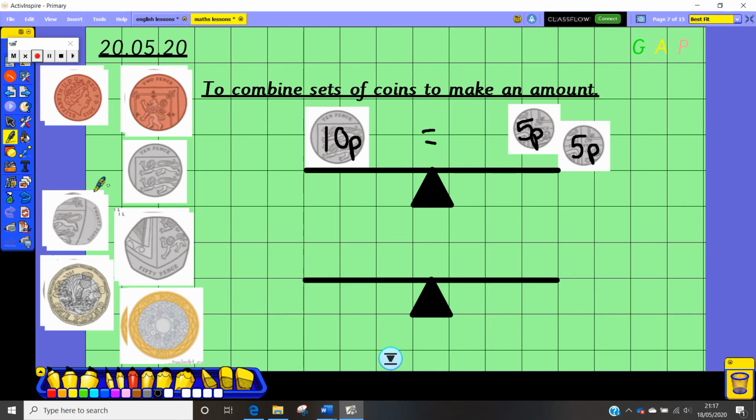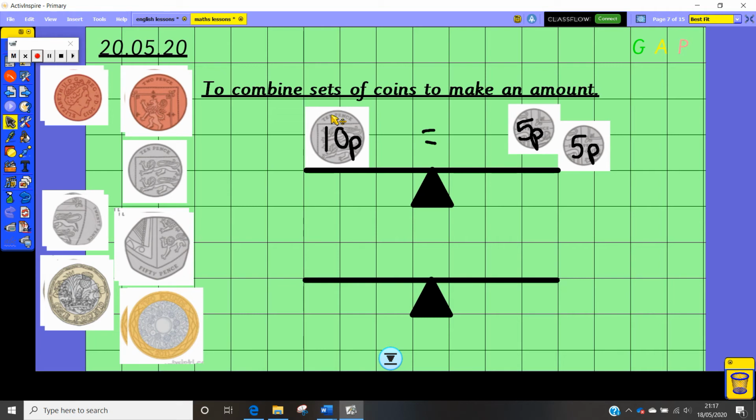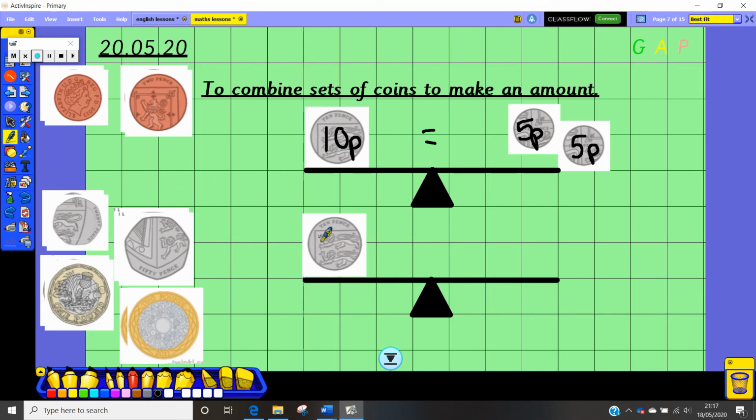Now I'm going to do the same challenge again. We're going to put 10p on the end of our scale, and we're going to see if we can balance it with a different coin this time. So pause your video and see if you can get the scales to balance with a different coin combination on this side. So you can't use 5 and 5 again because I've already done that one. See if you can find another way of making 10p.